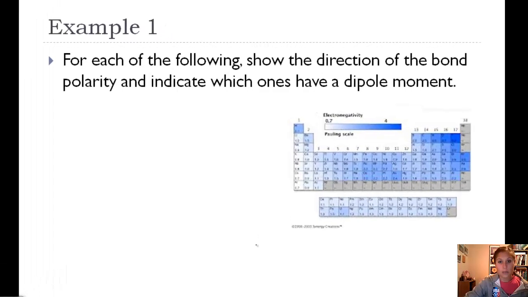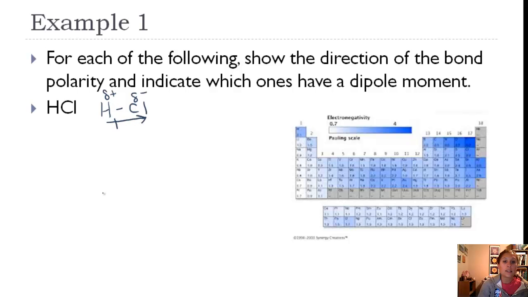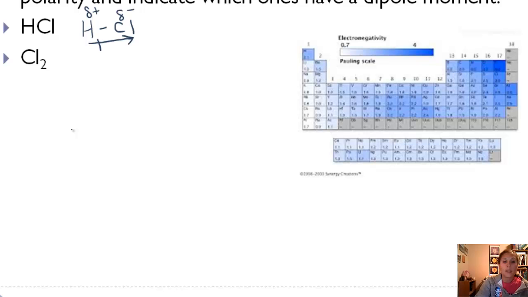For each of the following, show the direction of the bond polarity and indicate which ones have a dipole moment. Okay, so we have HCl. Hydrogen has a smaller electronegativity than chlorine. And because there's only two of them, it is going to have a dipole, and it's going to be towards the chlorine. If we look at Cl2, we know that because they are the same, there's no partial charge and there is no dipole moment because there's no polarity.